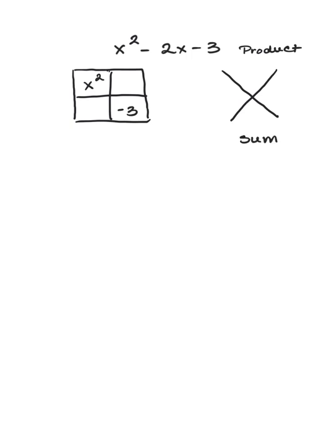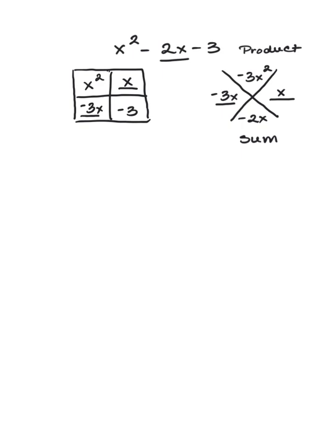I get the product by multiplying along the diagonal because my other diagonal has to multiply to the same term. So negative 3 times x squared is a negative 3x squared. My sum is the middle term in my quadratic, so a negative 2x. Now we're going to figure out what would multiply to a negative 3x squared and add to a negative 2x. That would be a negative 3x and a positive 1x. So I put those in the two boxes that are left.